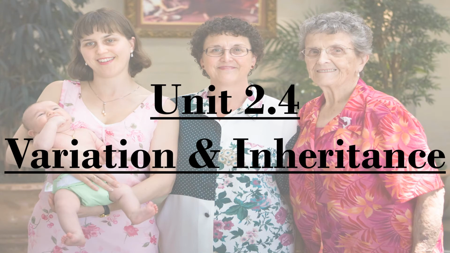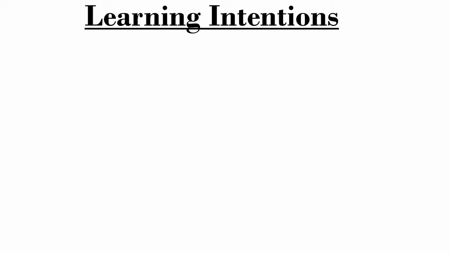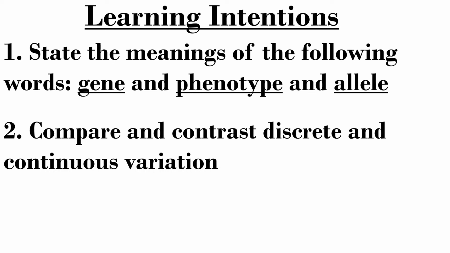This is National 5 Biology Unit 2.4 Variation and Inheritance. So up to this point, in terms of DNA, we've looked at from Unit 1 the shape of DNA and the bases and so on. And you'll know that we have chromosomes and they contain genes.